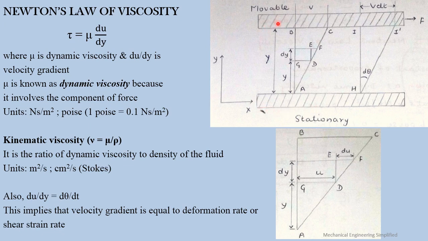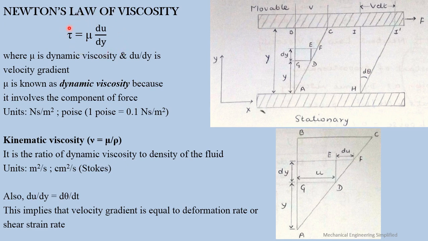This is just a basic simple diagram. These are two plates, one a stationary plate and one a movable plate. There is a line which is vertical at the initial time, and when a force is applied, this initial vertical line gets deformed into a slant, or inclined line, inclined by an angle theta.